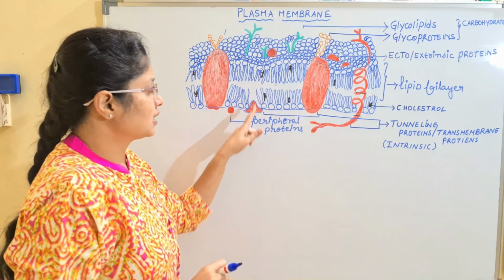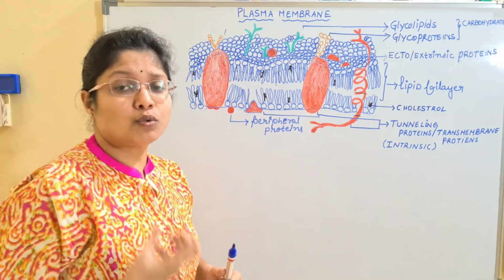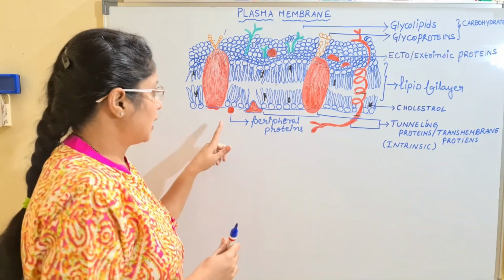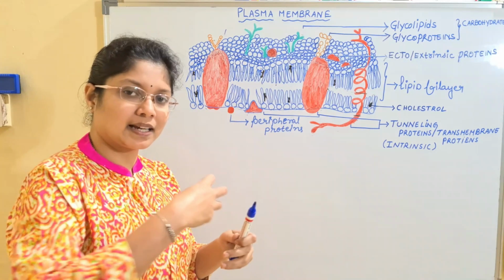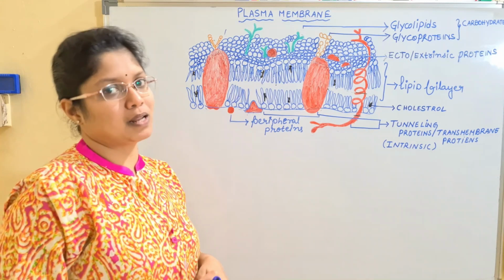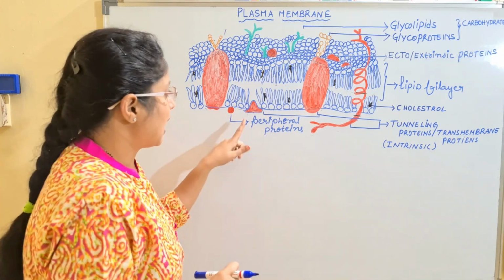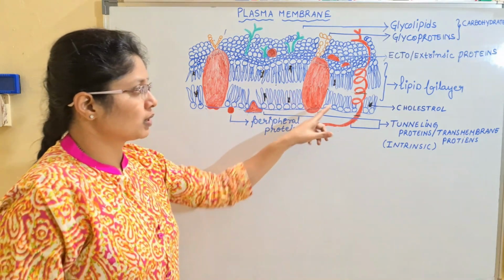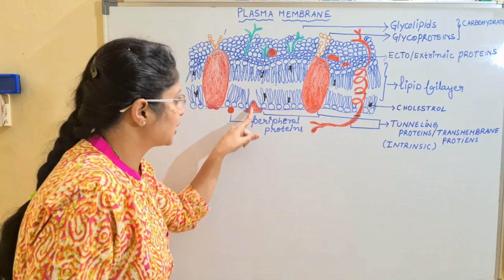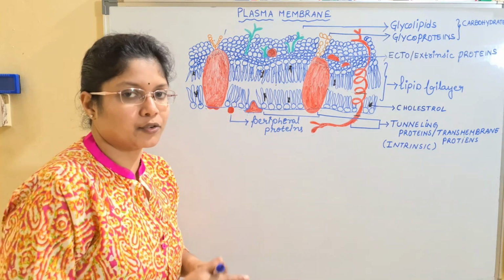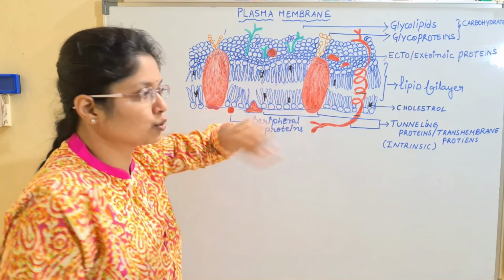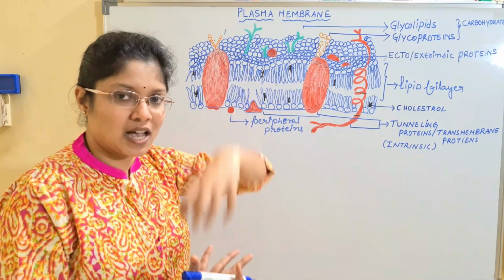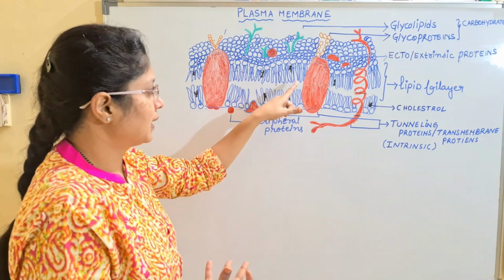So integral proteins are very difficult to isolate, right? And the peripheral proteins are attached with weak bonding and can easily be separated from the plasma membrane, right? And among the integral proteins, as I told you, some are partially embedded. They are drilled into the membrane partially, and some are completely embedded, drilling completely through, forming channels and tunnels inside the membrane.